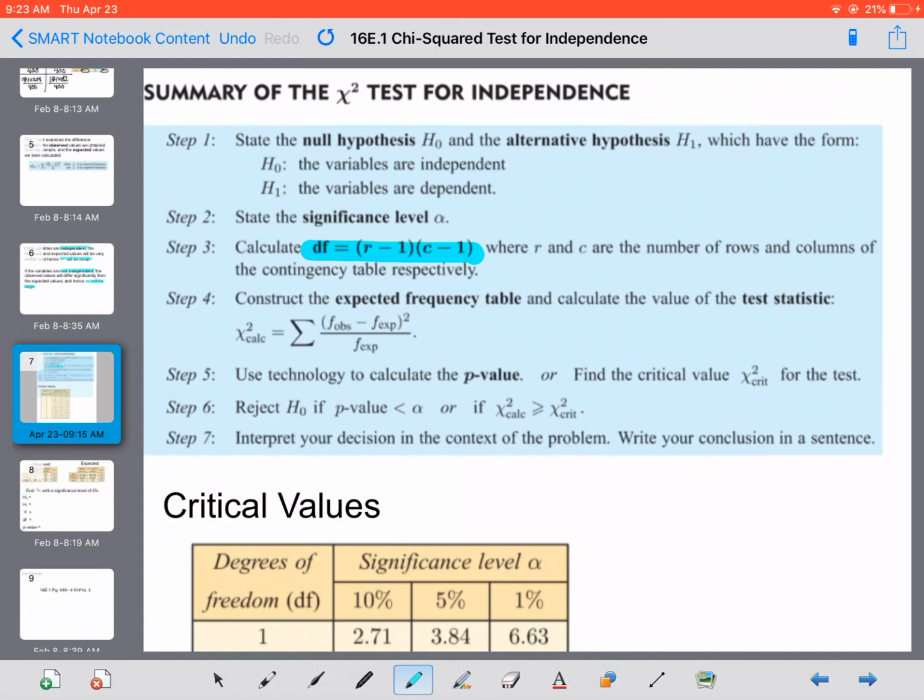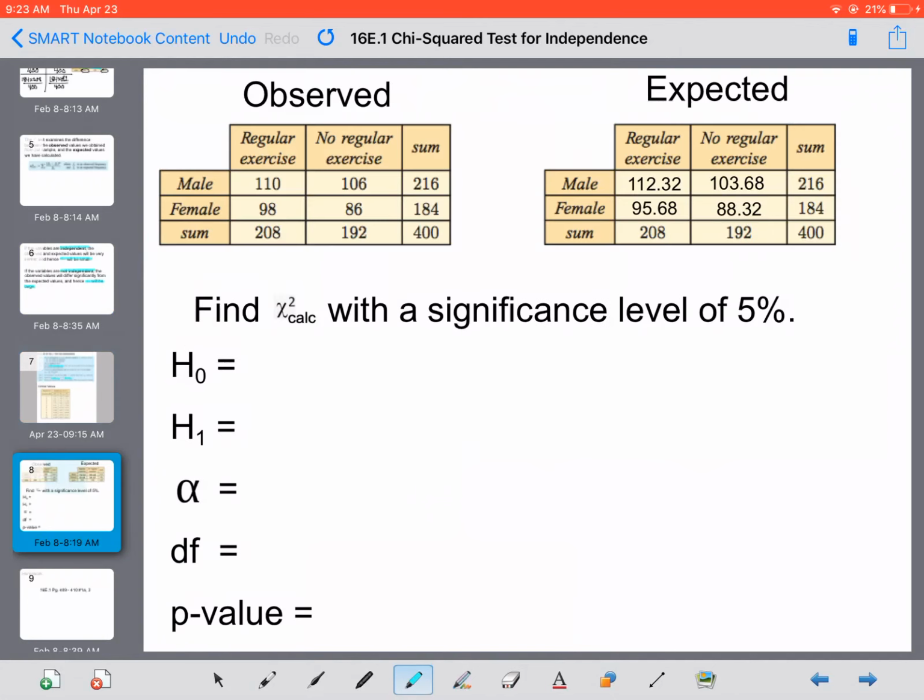And just a reminder, if p is less than alpha, then we are going to reject, and if chi-squared calc is greater than crit, we are going to reject our H sub 0. Okay, so let's take a look at this.